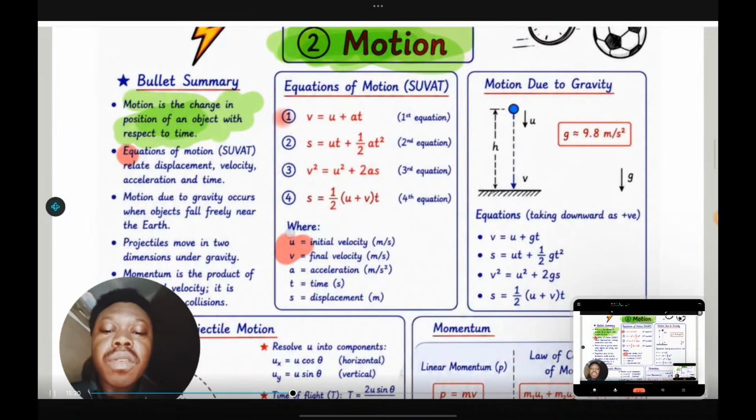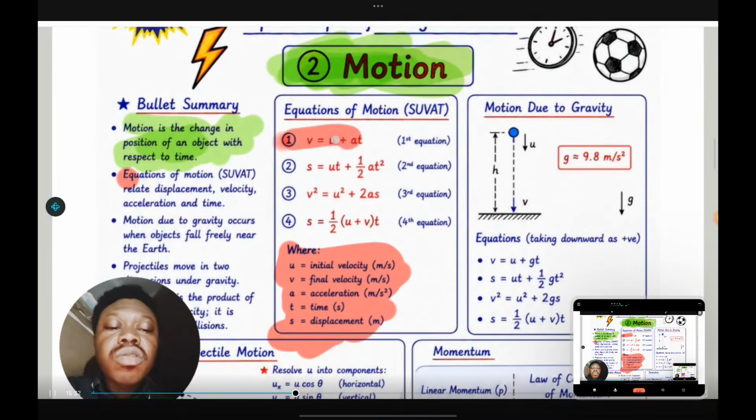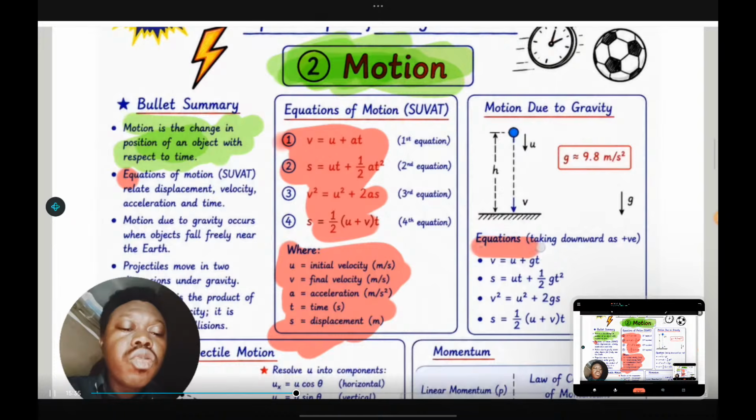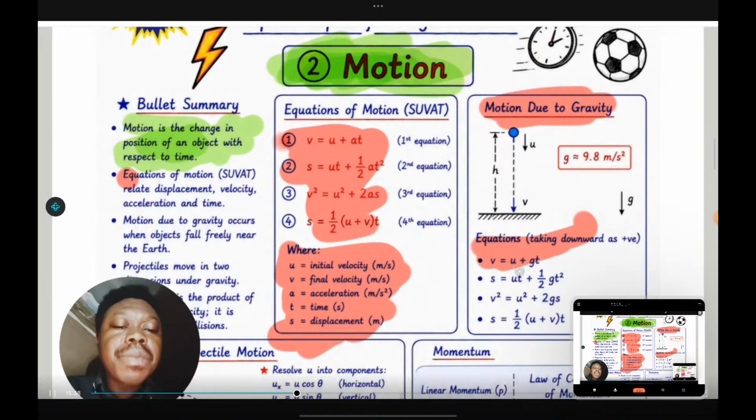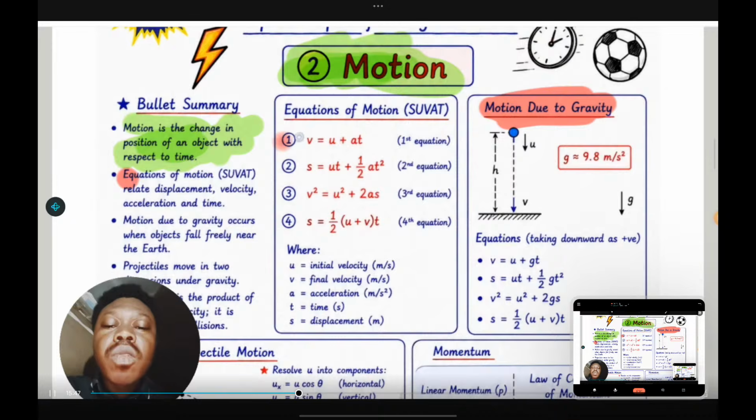These are the interpretations of each of the terms. We have initial velocity, we have final velocity, and then we have acceleration, we have time, we have displacement. Take note of these. Now, these equations of motion can be transformed into equations for motion due to gravity, and hence you can see what is happening. Let me show you something quickly. I group these topics based on their relationship. Look at equation 1, v equals u plus at. Look at this, v equals u plus gt. A becomes g. Is that clear? Equation 2 now. For equation 2, we have s equals ut plus half at squared.